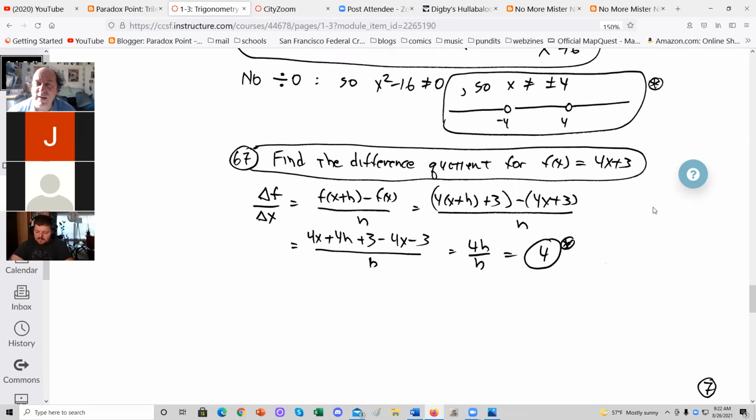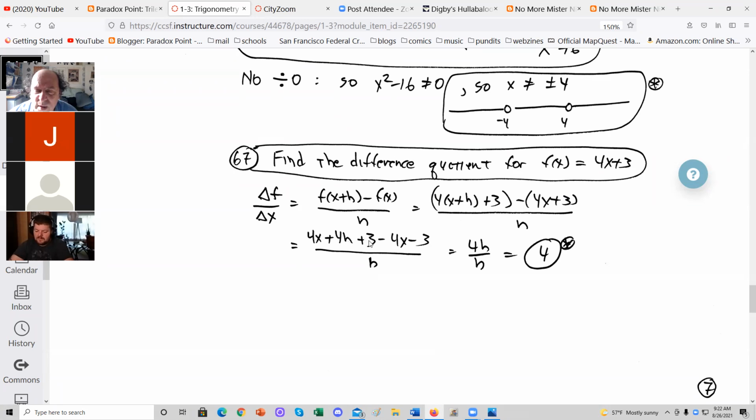Now here, find the difference quotient for f of x equals 4x plus 3. Okay, the difference quotient is delta f over delta x, the change of f divided by the change of x. So f of x plus h minus f of x. Plug in x plus h here, 4 times x plus h plus 3 minus f of x, that's 4x plus 3, all that over h.